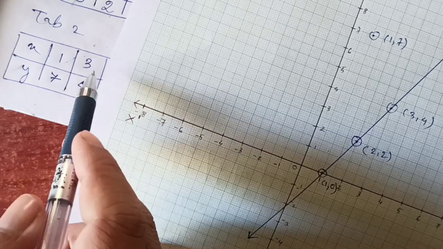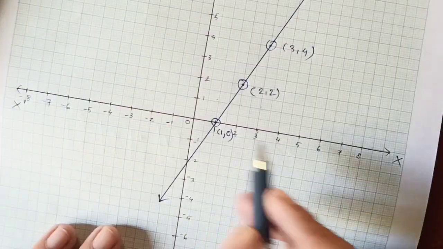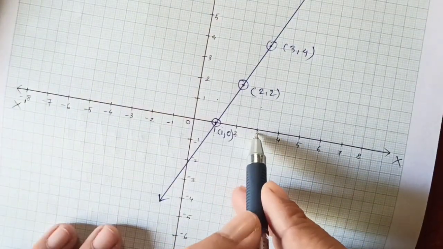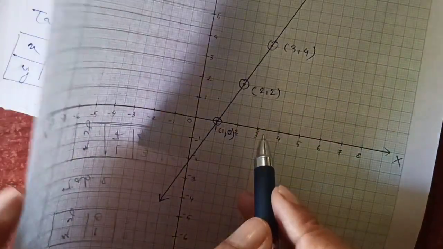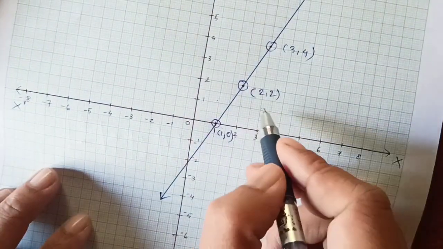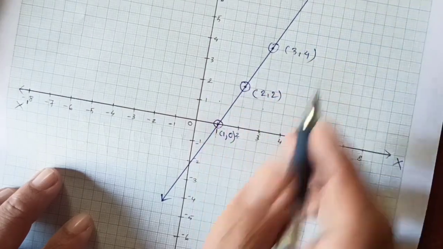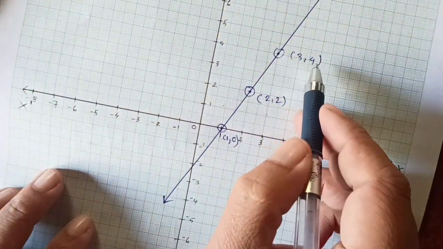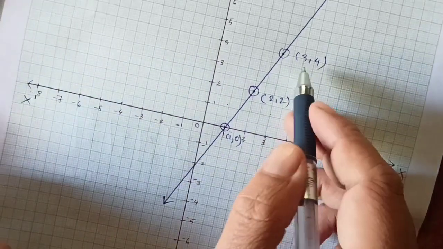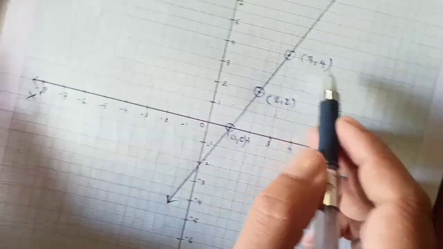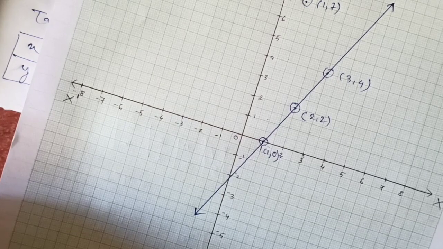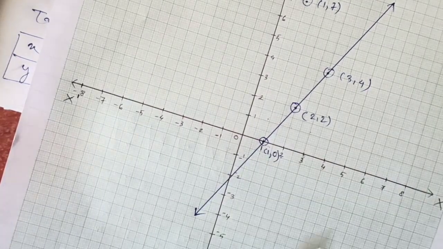So 7. Okay, the second value is 3 and 4. When x is 3, y is 4. When x is 3, 1, 2, 3. When x is 3, y is 4. 1, 2, 3, 4. So same. When x is 3, y is 4. Okay. We don't have to mark. It is already marked here.